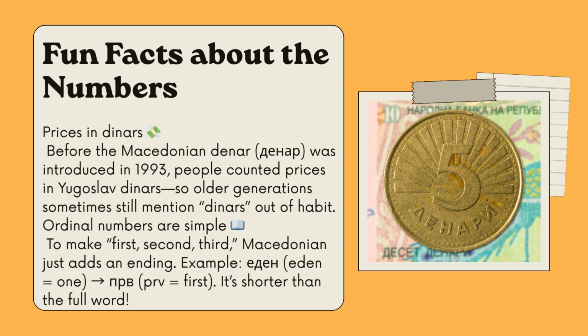Prices in dinars. Before the Macedonian denar was introduced in 1993, people counted prices in Yugoslav dinars. So older generations sometimes still mention dinars out of habit. Ordinal numbers are simple. To make first, second, third, Macedonian just adds an ending. For example, eden or prv, dva or vtor, tri, tret.